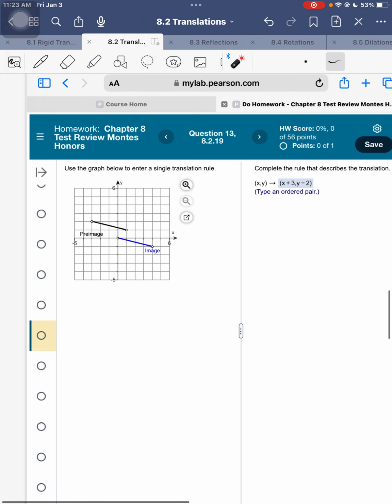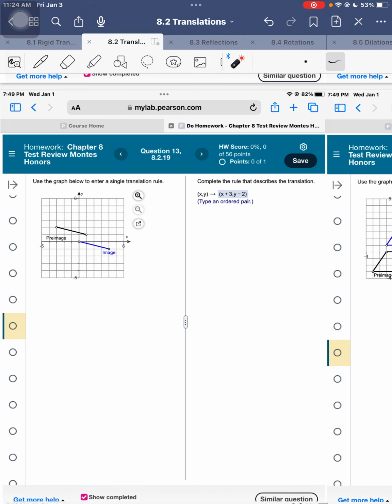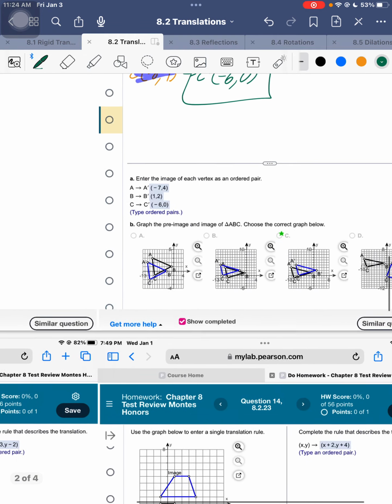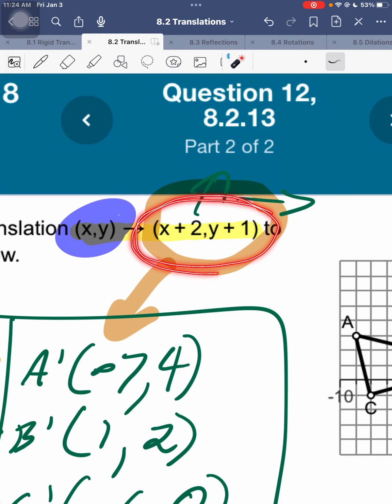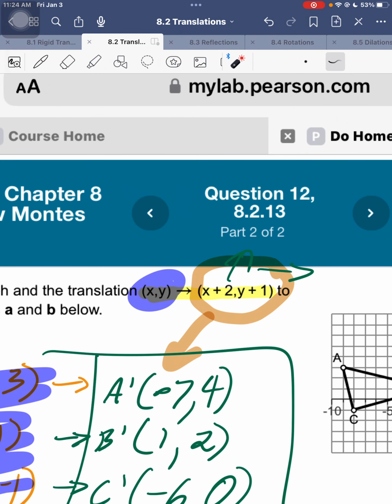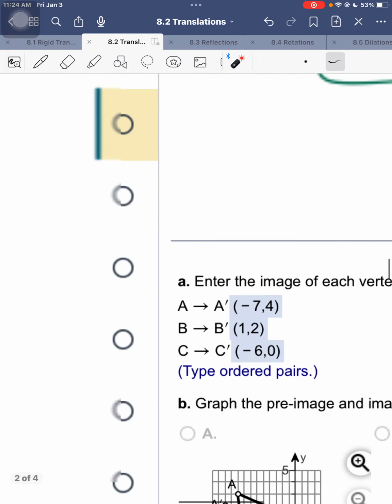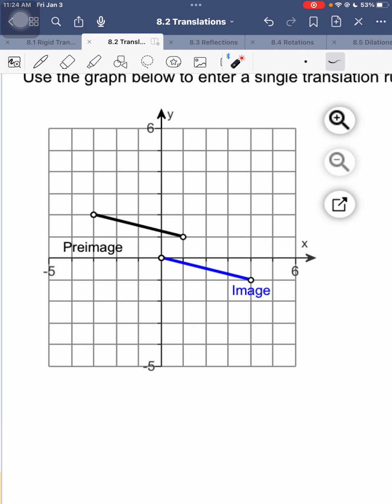Okay? So same thing, except here they want us to complete the rule. So now they don't give it to us. They don't give us what the rule is. So here they gave it to us. They say, hey, look, buddy, you have to use this in order to find out your new coordinates, to find out where your image is going to be. Here, they gave us the image and the pre-image. Now we have to find out what rule we applied to this pre-image to get this image.